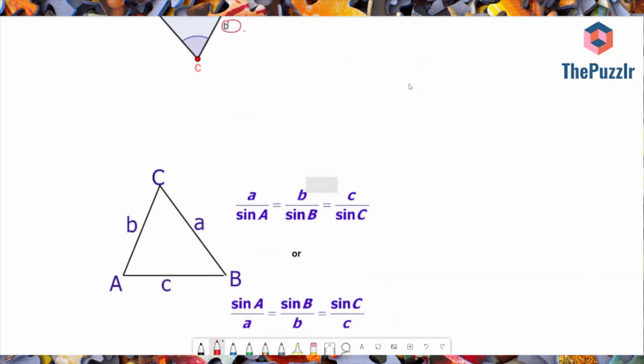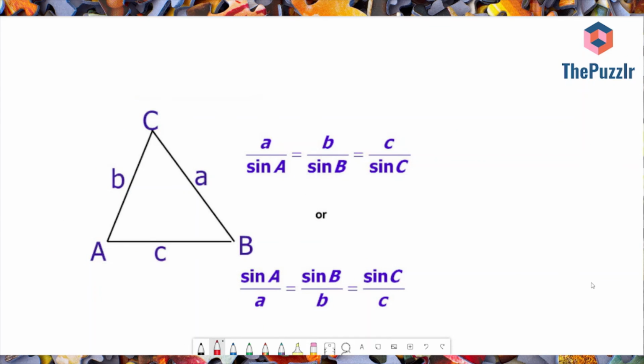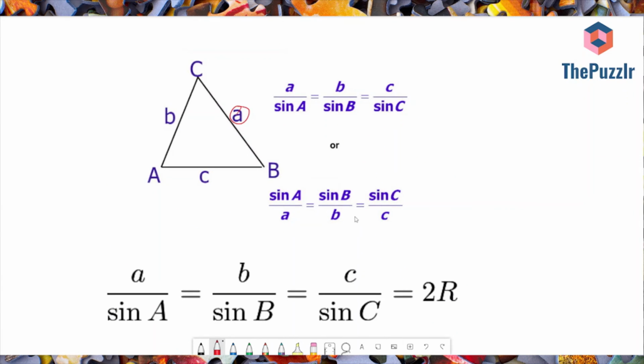But that's not it. We also have the law of sines. This isn't as helpful on the AMC 10, but it doesn't hurt to know it. So side A over the sine of the angle A is equal to B over sine of angle B, and that's equal to C divided by the sine of angle C. And it's actually the same. You can reverse all the fractions if you need to.